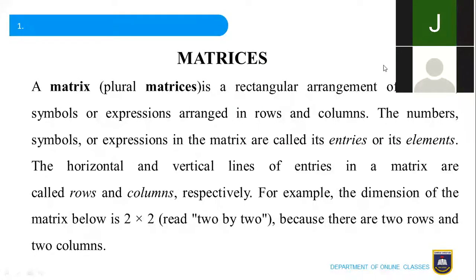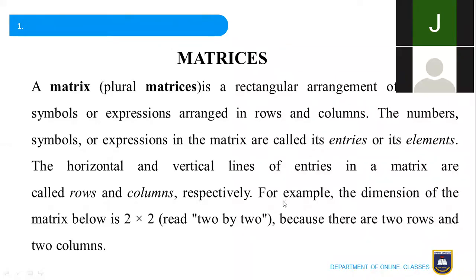A matrix, that is singular. In plural, we say matrices, is a rectangular array of numbers, symbols, or expressions arranged in rows and columns. So when numbers are arranged in rows and columns, we say it is a matrix. Now, the numbers, the symbols, or the expressions in a matrix are called its entries or elements. So, like you said, Chantal, they are enclosed by parentheses. So, the members in that bracket are the elements or the entries. You can also call them members.